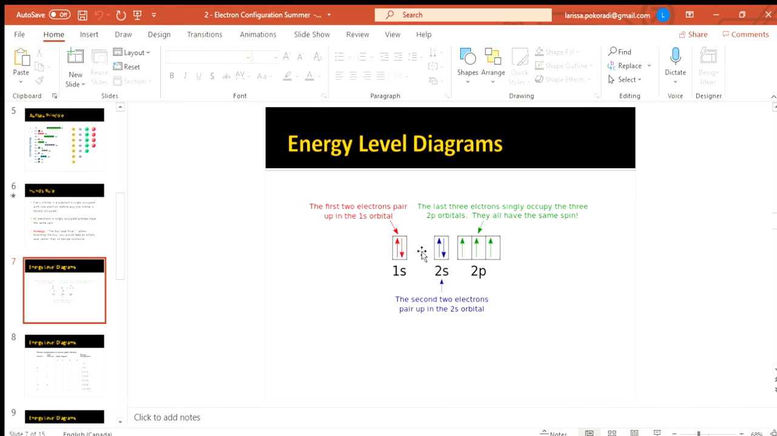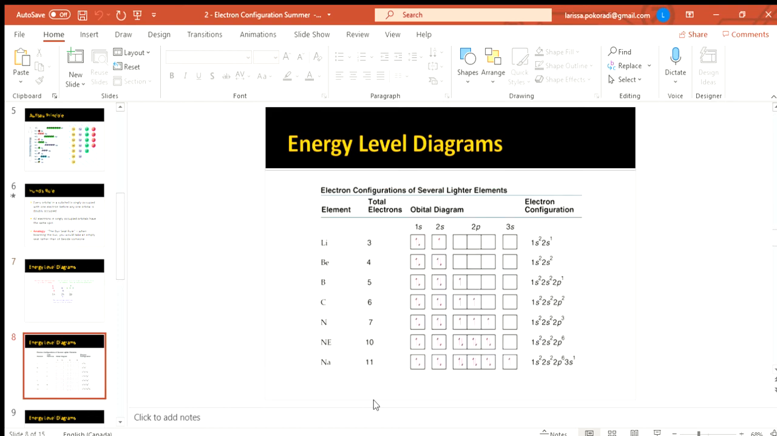So if each one of these arrows is an electron, and we have 1, 2, 3, 4, 5, 6, 7 electrons, we are going to have element number 7, as long as we presume there's no charge, and this is going to be the electron configuration for nitrogen. Cool. So that's showing it through an energy level diagram. Lots of things to show. We're getting all of our information thrown out there.